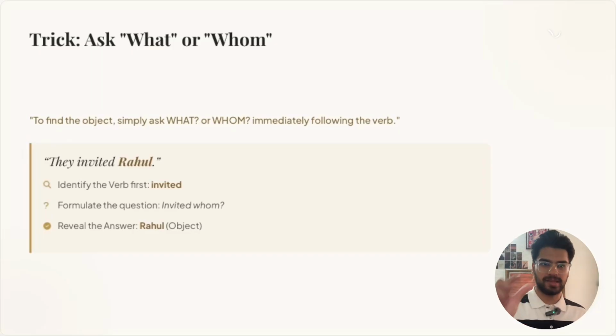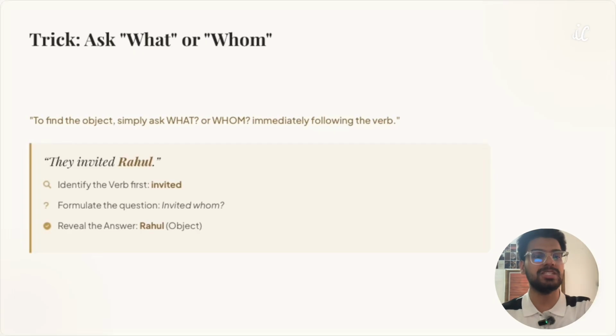Let's study this trick. To find the object, ask what or whom after the verb. For example, if I take the sentence, they invited Rahul. You first have to identify the verb. Here, the verb is invited. Now ask the question, whom did they invite? Rahul. So Rahul is the object.